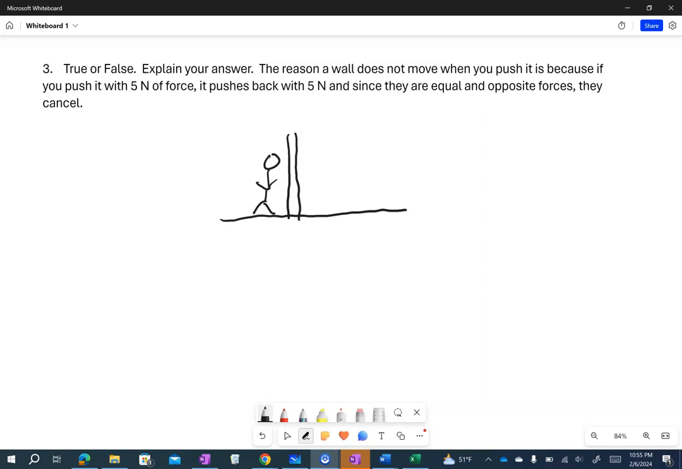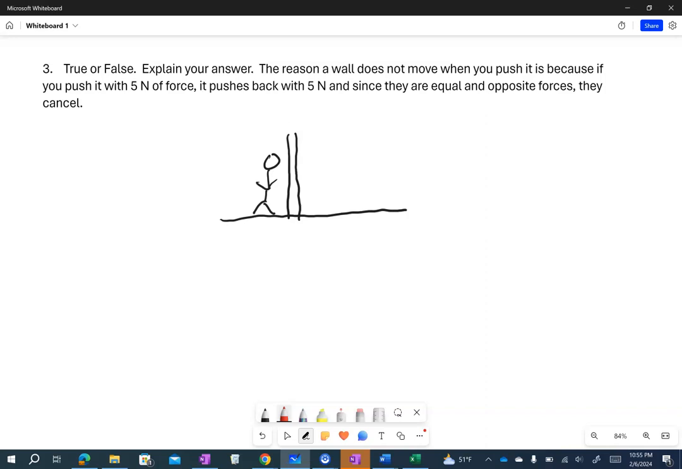So in this question, it says true or false. Explain your answer. The reason the wall does not move when you push on it is because if you push with 5 newtons of force, it pushes back with 5 newtons, and since they're equal and opposite forces, they cancel. This has everything to do with Newton's third law.